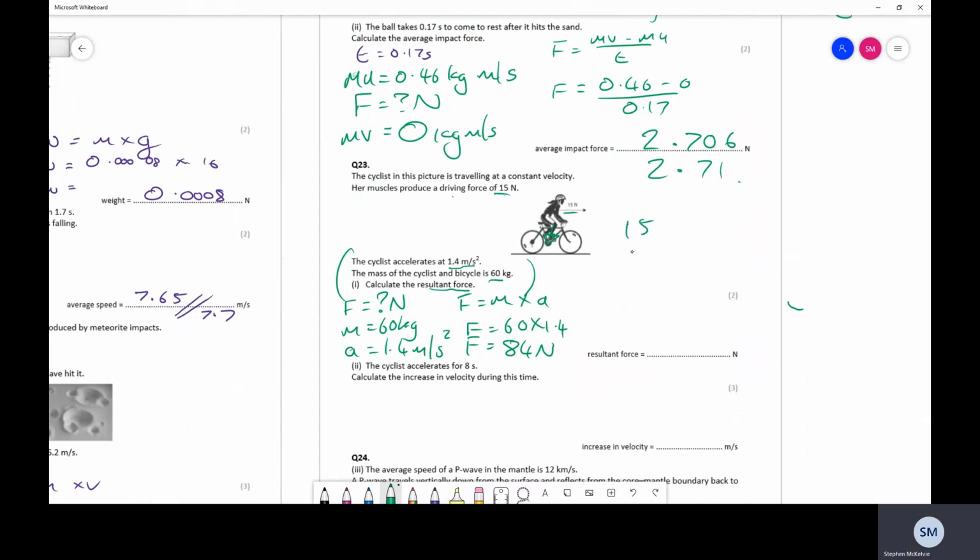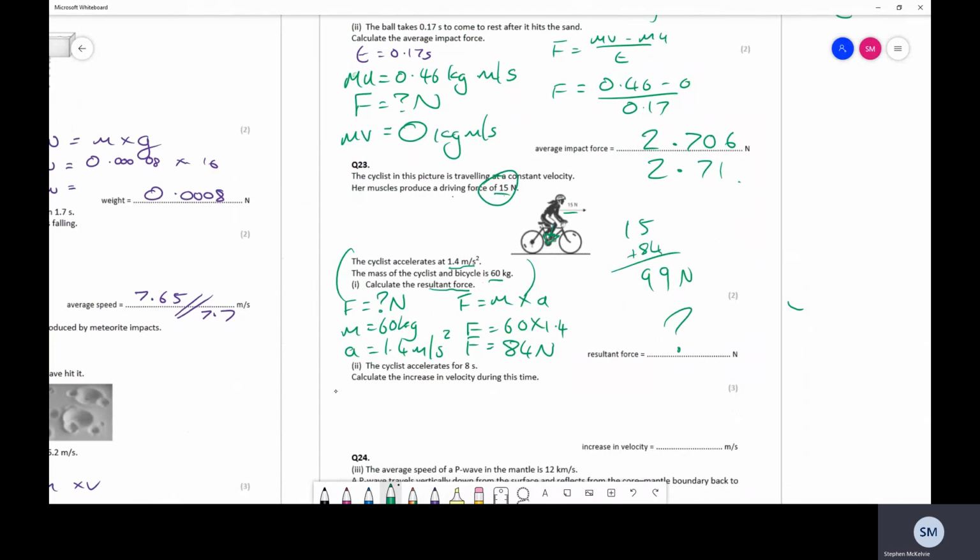Unless it's 15 plus 84. Could be 99 newtons, that would be. Yeah, I'd say 99 newtons. But then where's the force coming from? 15 newtons. This must be a changing question. So resultant force is going to be 15. I'm making 84 newtons. Muscles produce a force of that. Right, you know what? I don't know. Question mark that when I'll ask Mr. Patrick.